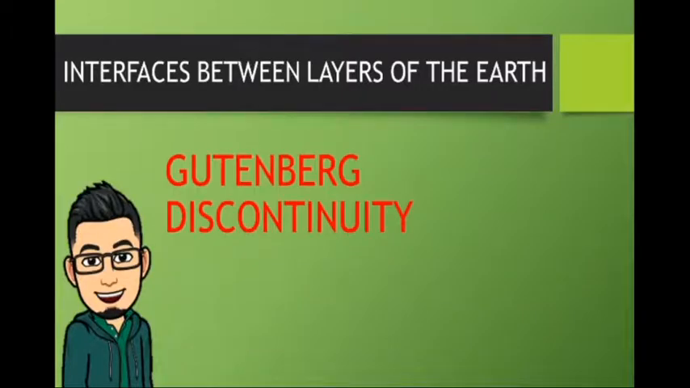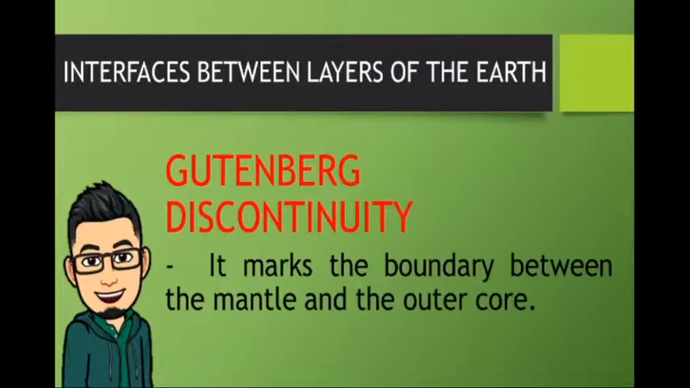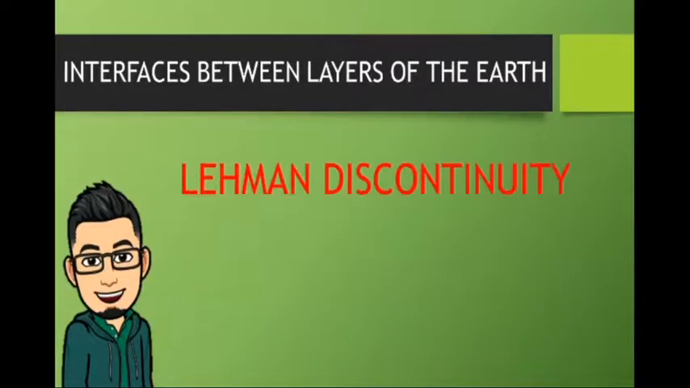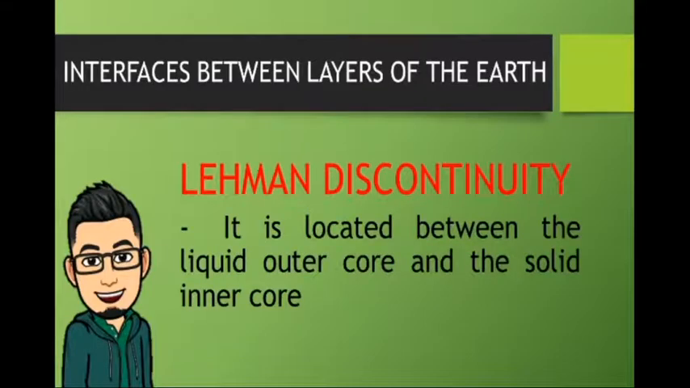Second, we have the Gutenberg discontinuity. So it marks the boundary between the mantle and the outer core. And last, we have the Lehmann discontinuity. So it is located between the liquid outer core and the solid inner core.